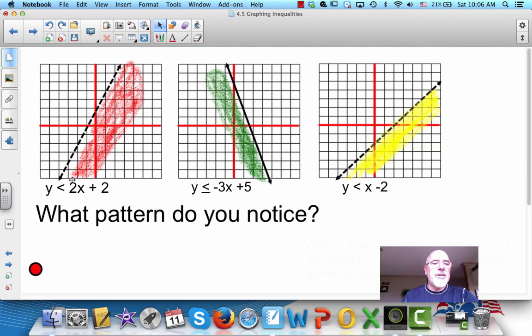What pattern do you notice here? Less than or equal to, less than. And where did we shade? We shaded below the line for less than. So the thing that you'll get used to, okay, I still think it's good to test to make sure you're getting it right. But whenever it's less than, you shade below. Whenever it's greater than, you shade above the line.